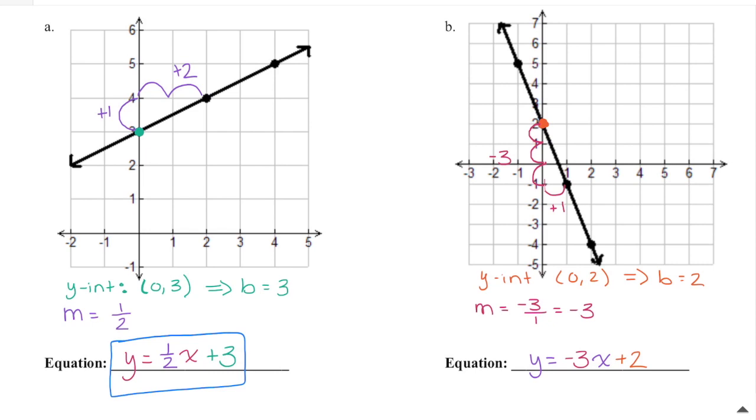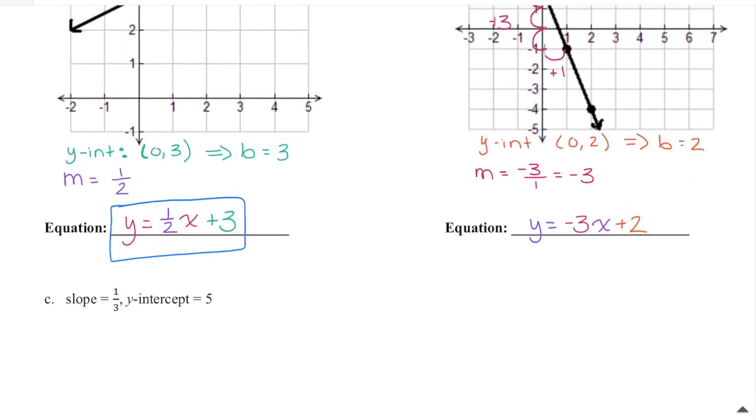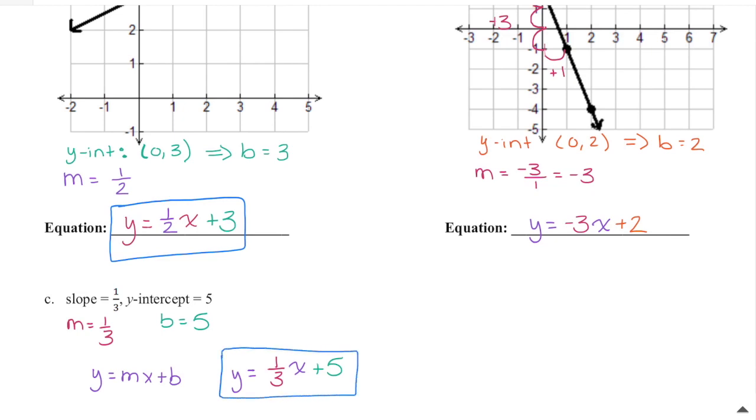If I don't have a graph, it's even more simple because they just give me the slope and the y-intercept. Here, my slope, which is m, is 1/3. My y-intercept, which is b, is 5. So I need to put them in the proper place in y equals mx plus b. So I'm going to have y equals 1/3 times x plus 5. And that's slope-intercept form, guys. There's not much else to it.